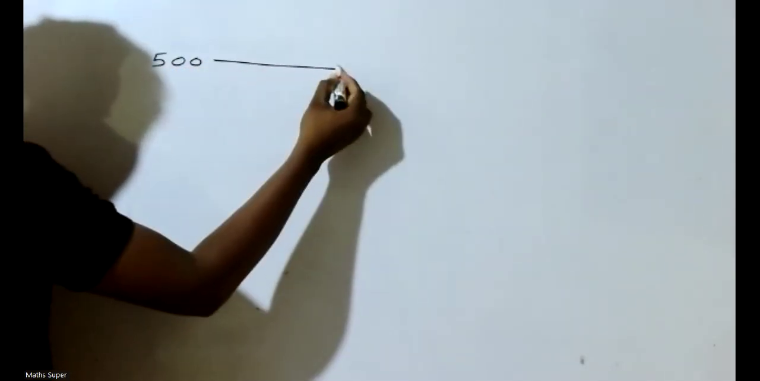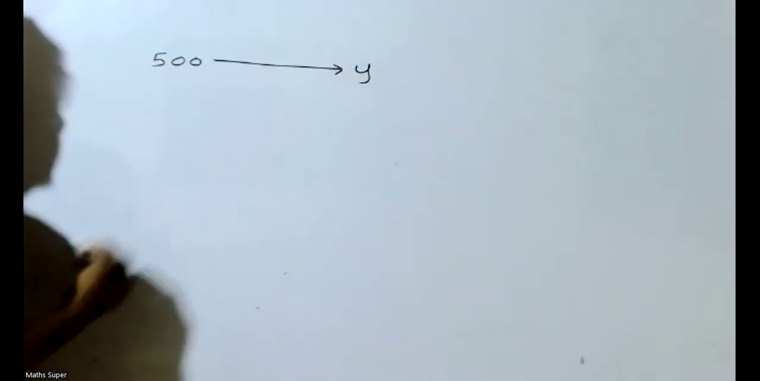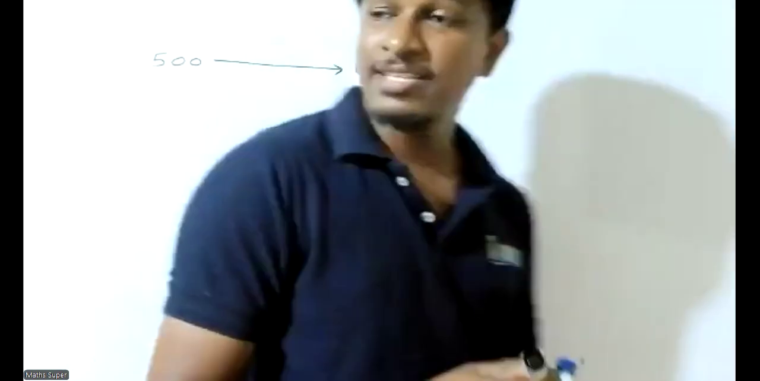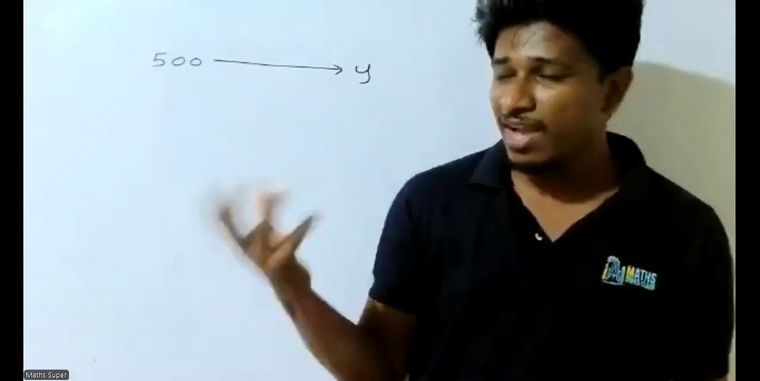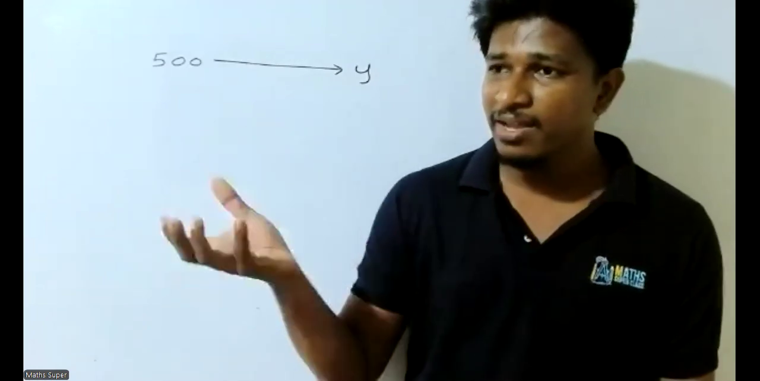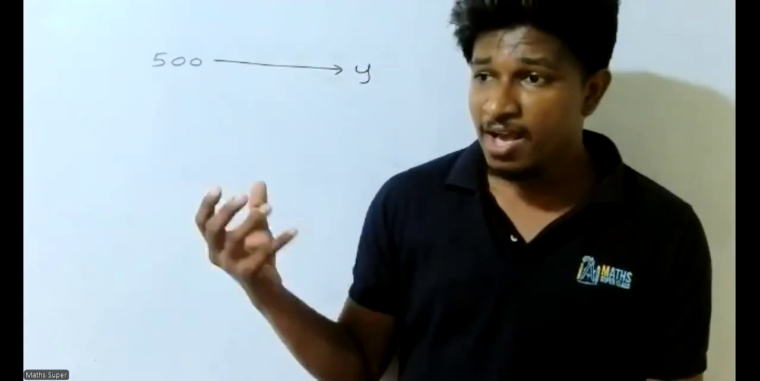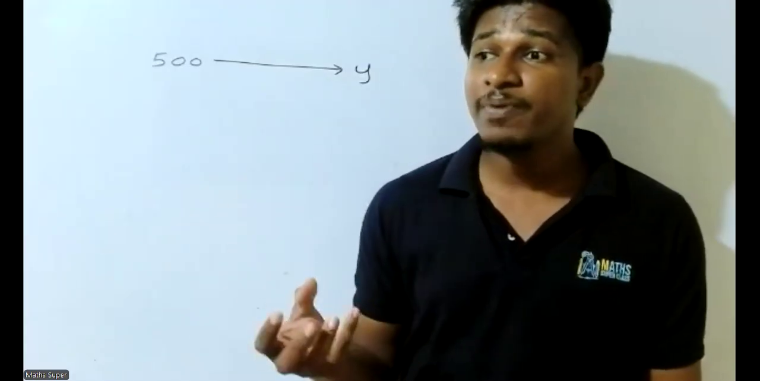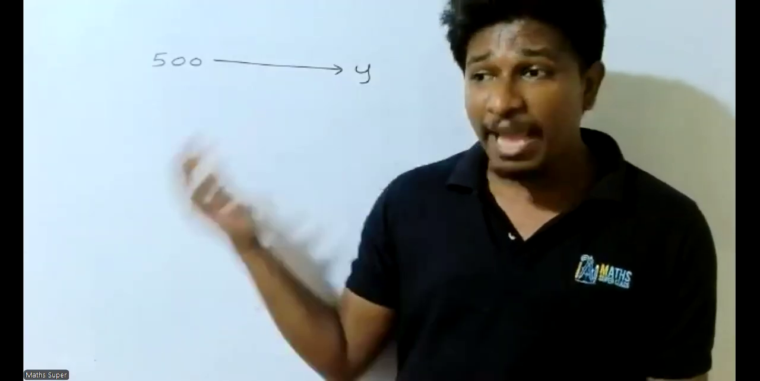You can use it like this. The purchasing price is 500 rupees. The selling price we don't know. We have to find that one. In this method, we are going to create an algebraic equation. Previously we have done that. This is the same thing.